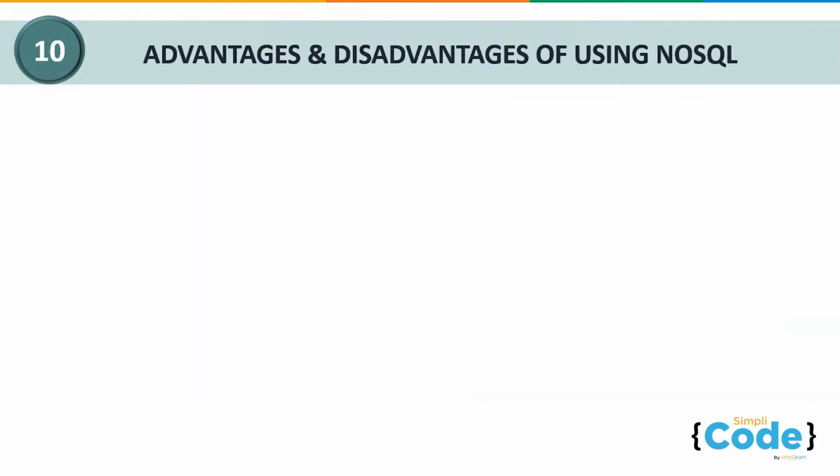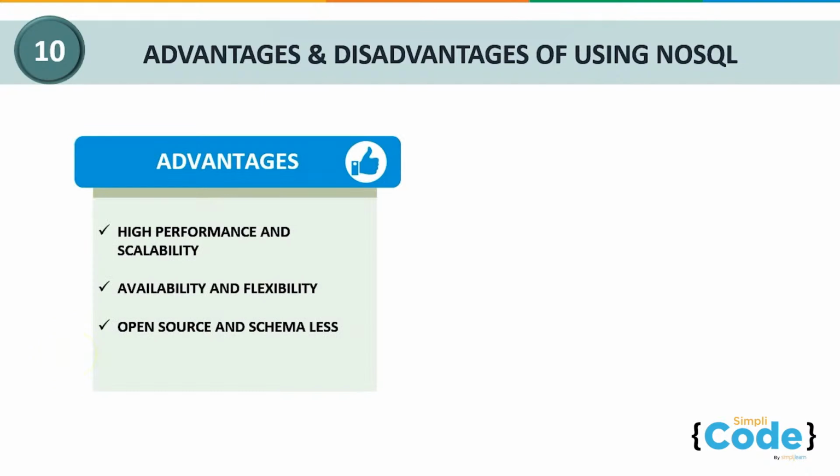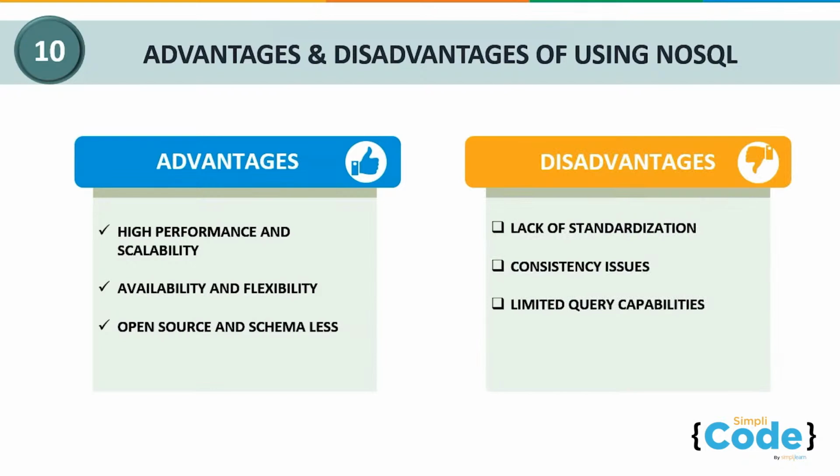Let us now discuss some advantages and disadvantages of using NoSQL. Firstly, let us discuss the advantages. NoSQL provides high performance and scalability, and it also has a lot of availability and flexibility. It is open source and it is schema-less as well. That is, you can directly download NoSQL databases from the internet, unlike some commercial databases. While on the other hand, there are some disadvantages as well.